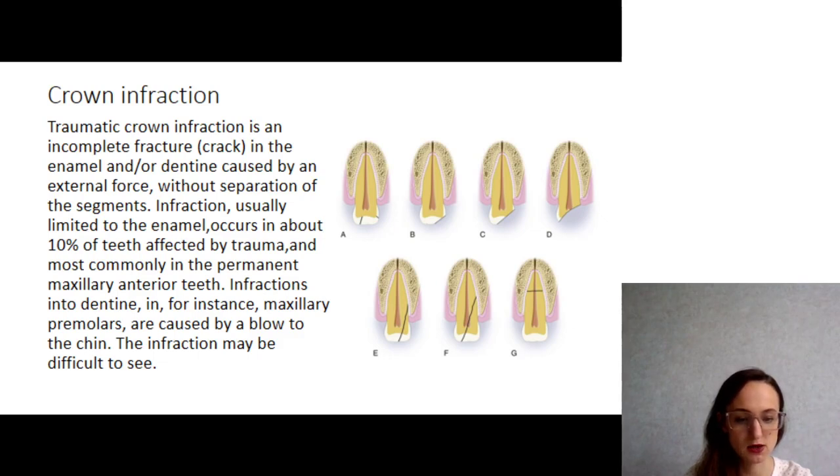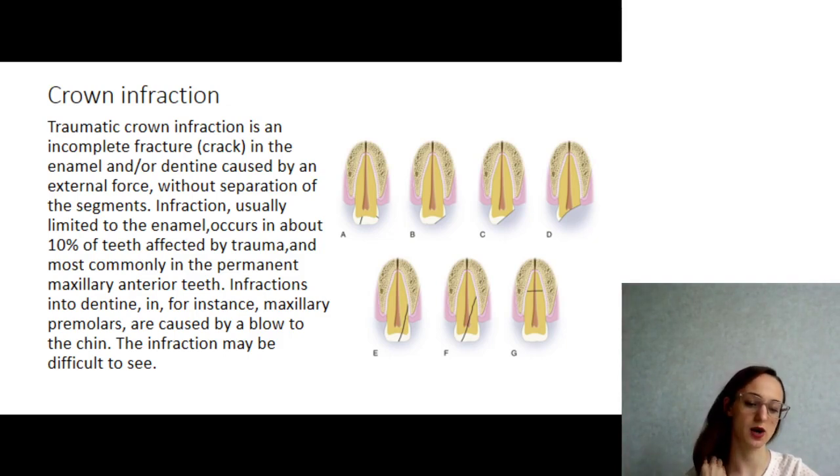Uncomplicated crown infraction, traumatic crown. Oh, sorry, I see. I tell you about this and treatment. Their prognosis is usually favorable, and infracted anterior teeth do not need treatment unless the tooth is heavily loaded functionally, in which case grinding is indicated. The crack may be sealed with an unfilled composite to prevent staining. Pulpitis develops in 0 to 3.5% of cases. A part of the tooth may fracture between dental follow-ups.